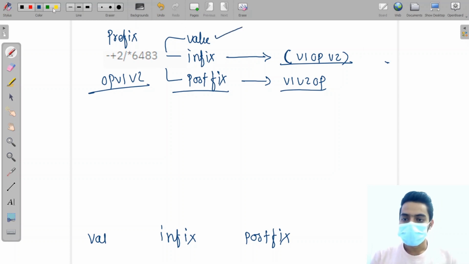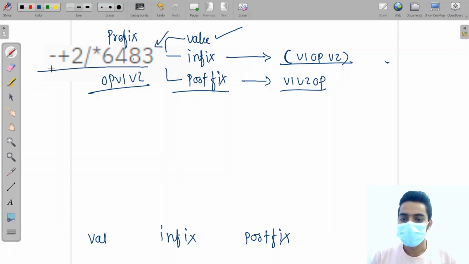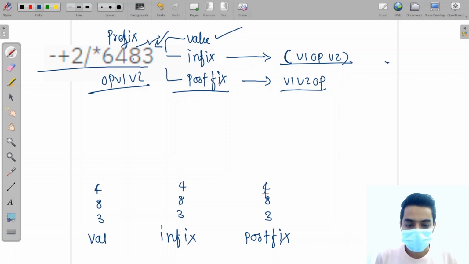For solving this expression, we need to traverse it from right to left. First 3 appears, 3 is pushed into every stack. 8 appears, 8 is pushed into the 3 stacks. 4 appears, 4 is also pushed into every stack. Now 6 appears, 6 is pushed into every stack. Now multiplication appears. This is the operator. When the operator comes into the game, we need to pop 2 elements from each stack and solve it first, and after that run the loop again.